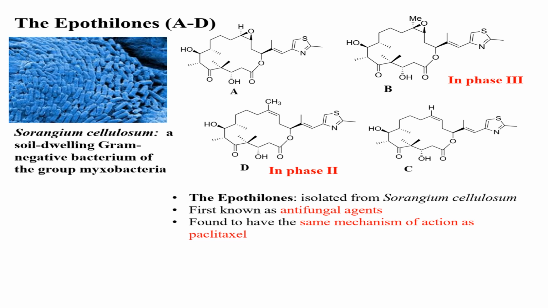However, due to their mechanism of action being similar, they are now found to have the same mechanism of action as that of paclitaxel. So it is in phase 2 and phase 3 trials for cancer disease as well. So have a look at how bacteria and fungi and algae as well as different marine species can also be the source of secondary metabolites, which are very important for medicine.